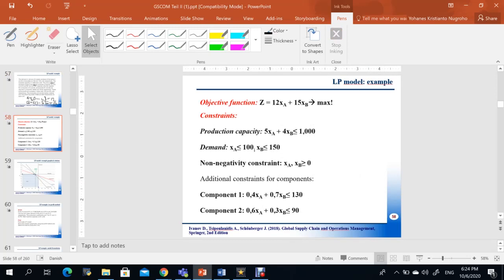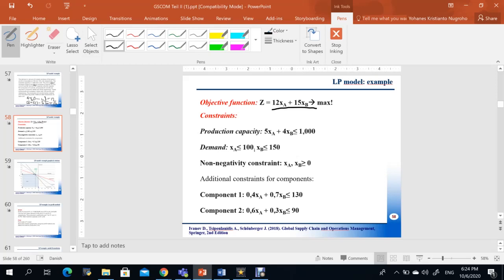Therefore, we have the objective function 12xa plus 15xb to maximize the unit profit of A and B. The unit profit is 12 times the number of A produced plus 15 times the number of B produced. Alright? Now we have some constraints.